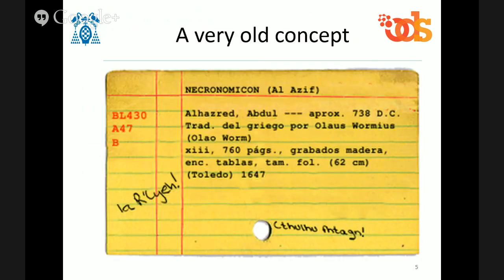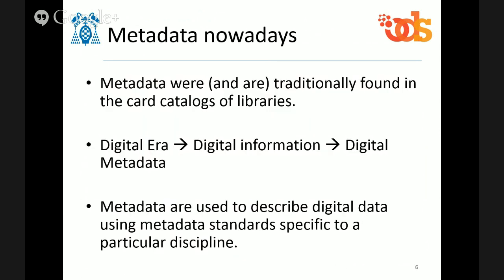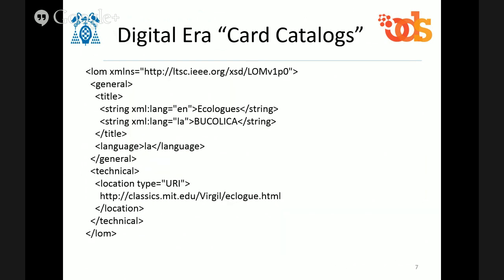It's a very old concept. We have been using it from a long time ago. Metadata were and are traditionally found in the card catalogs of libraries, and here we can see something like a catalog. And in the digital era of information, we use digital metadata, to describe digital data using metadata standards specific to a particular discipline. Here we can find how digital era card catalogs look like.